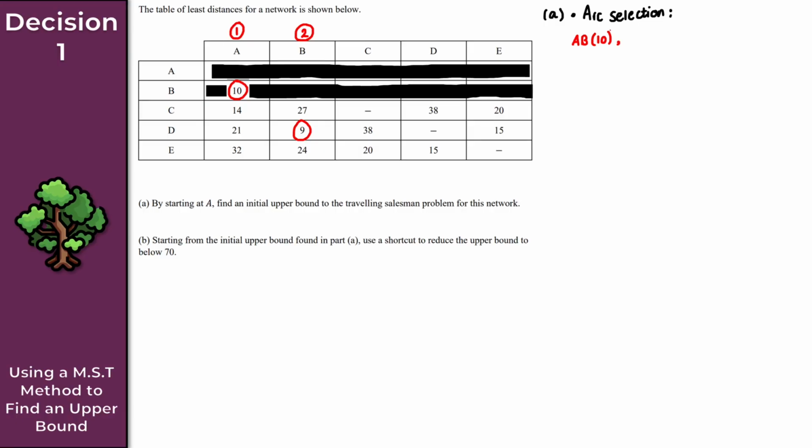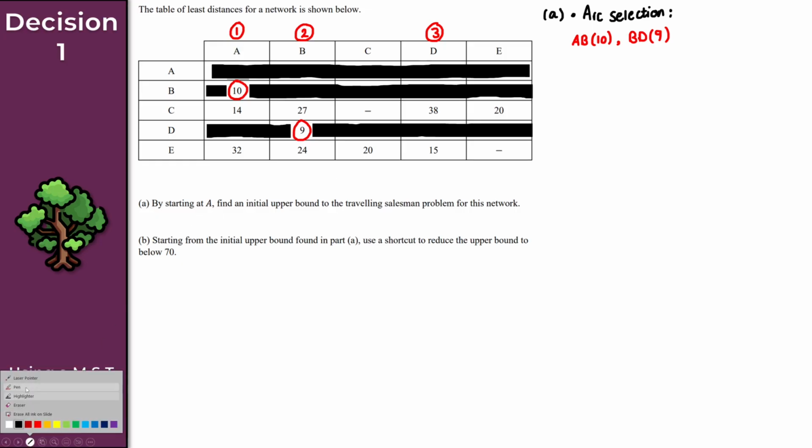We then indicate which arc this is. So this is B to D, so BD, with a weight of 9. We'll then put a 3 above D, like so. And then don't forget here that we do need to delete this row. Okay, so deleting this row here, like so.